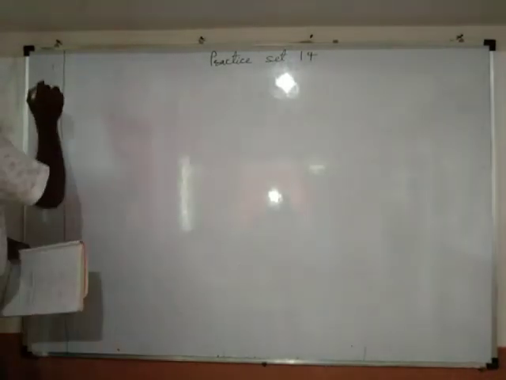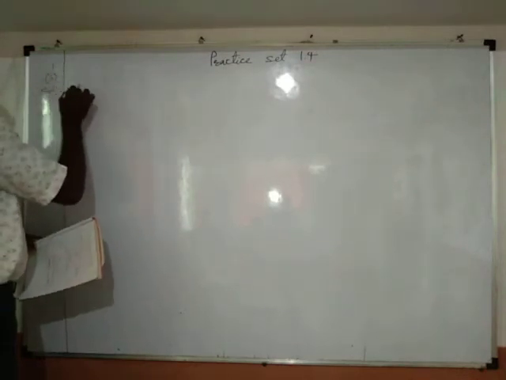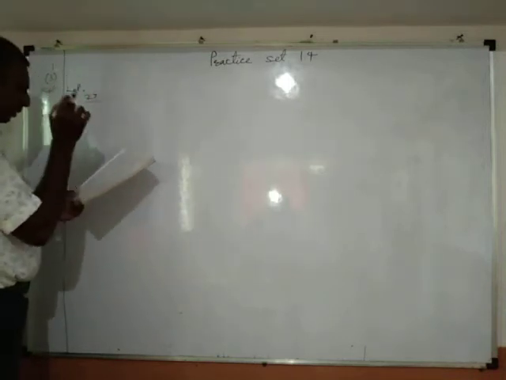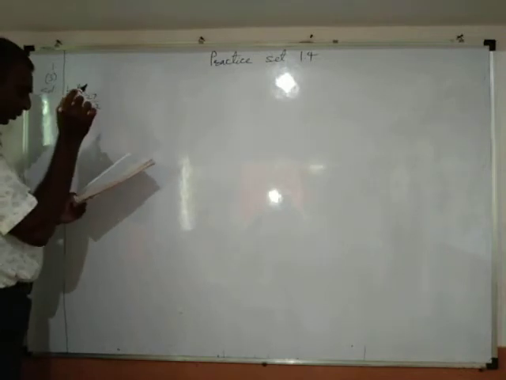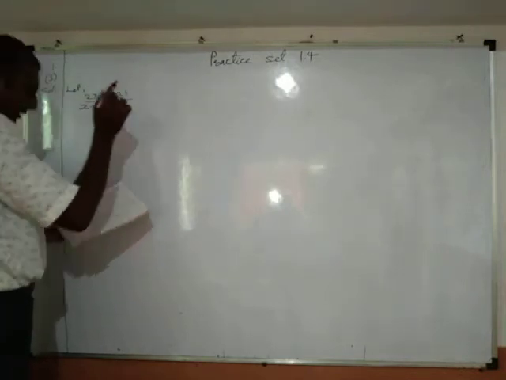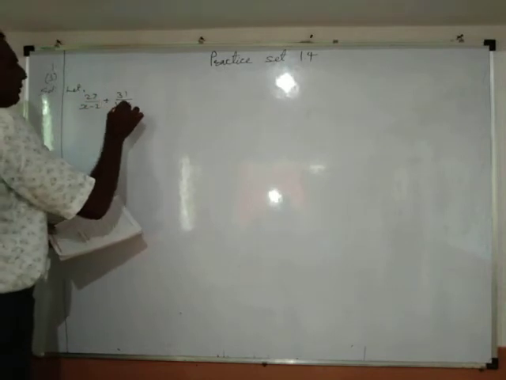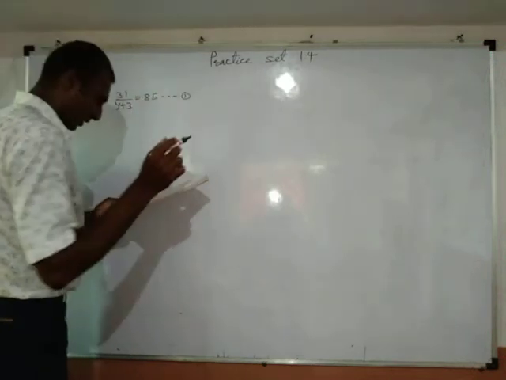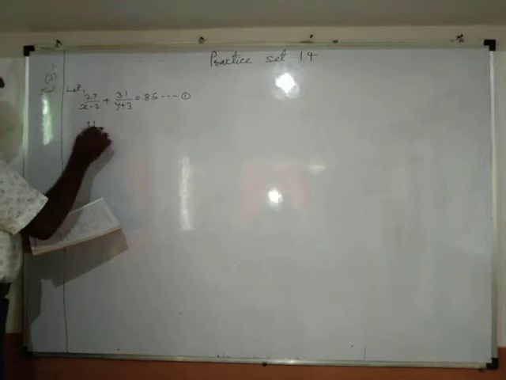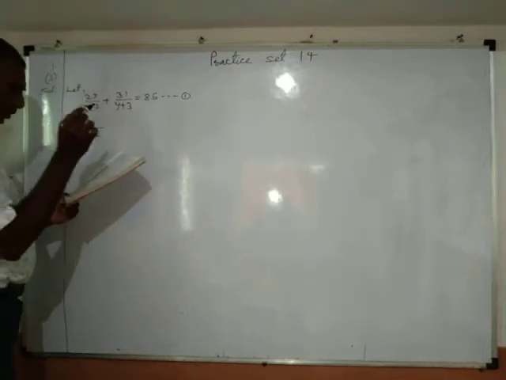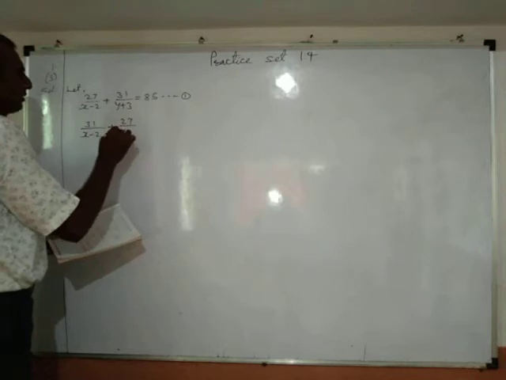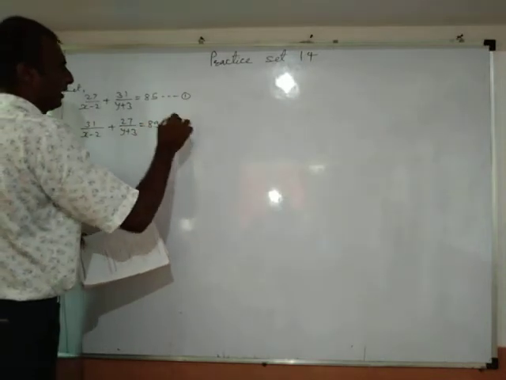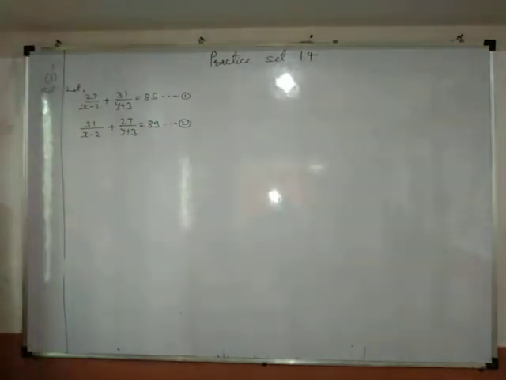Sub question third. Solution. Let 27 upon x minus 2 plus 31 upon y plus 3 equals 85. Equation first. 31 upon x minus 2 plus 27 upon y plus 3 equals 89. Let's call it equation second.